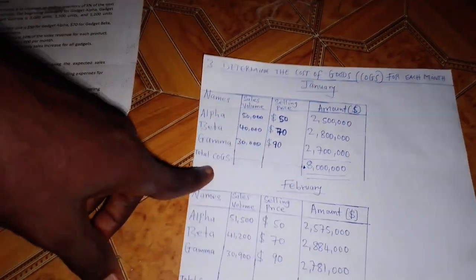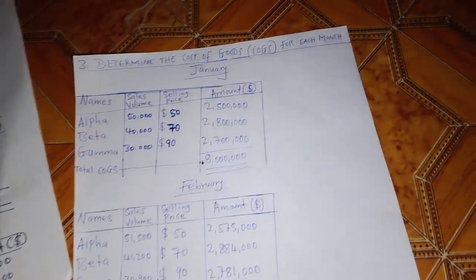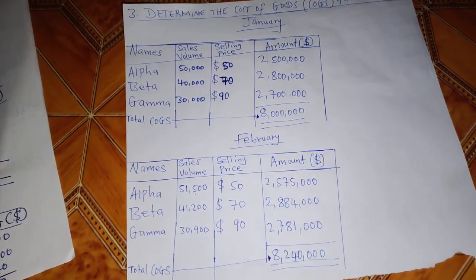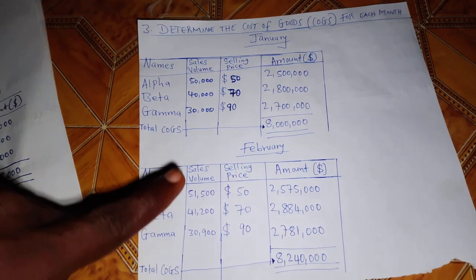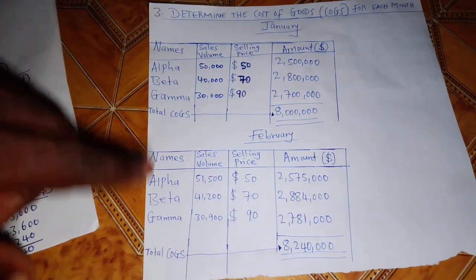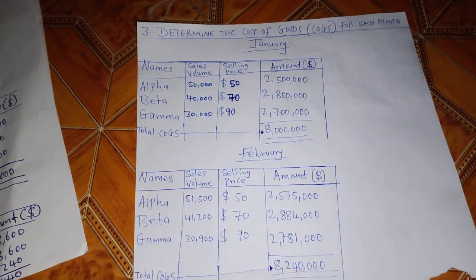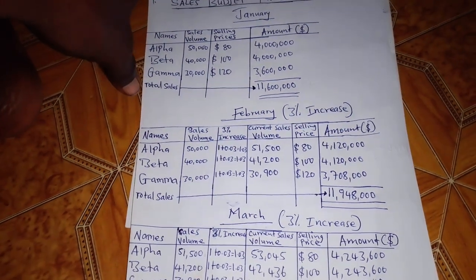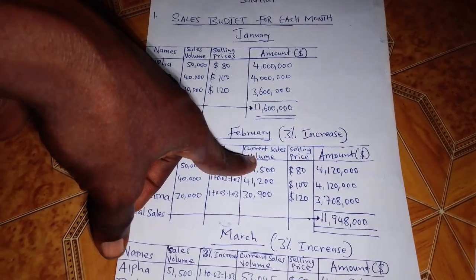We move on to February. But remember, when we move to February, we are not going to use the projected sales volume that is given in the question, because there is an increase of 3% for February and March. So therefore, we are going to use the 3% increase current sales volume provided. Let's go over again under the sales budget when we prepare it. For February, these are the current.